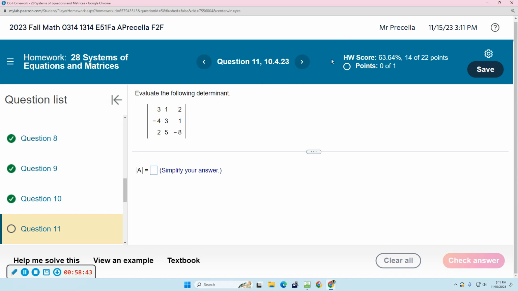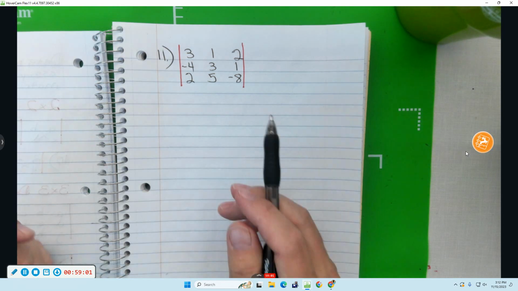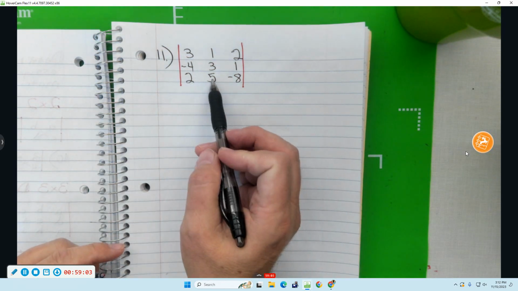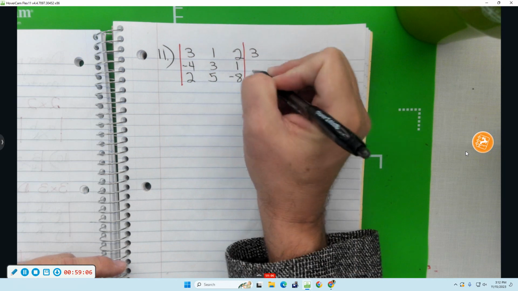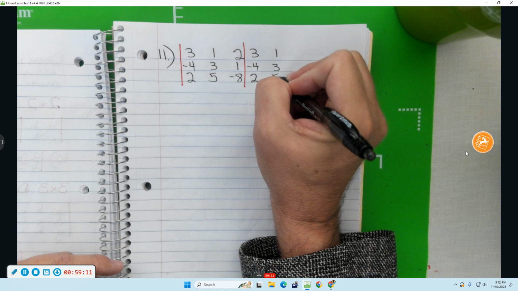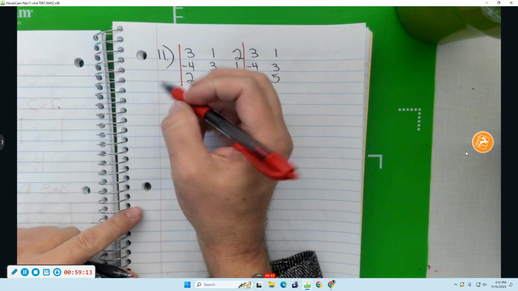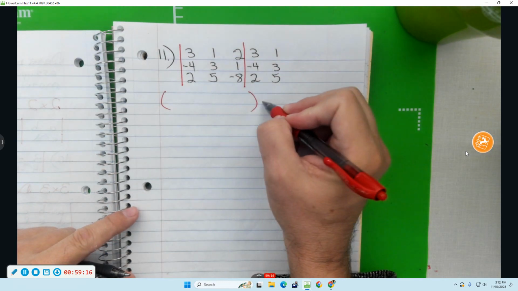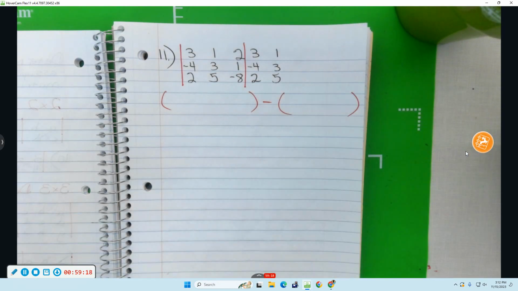So, okay, 1, 3, 5. This is one of those times I check the numbers twice to make sure, because if you write it down wrong, you're going to... Oops. Okay. So, switch to my paper. The first thing you do, recopy the first two columns: 3, -4, 2, 1, 3, 5. We're going to have parentheses minus parentheses.